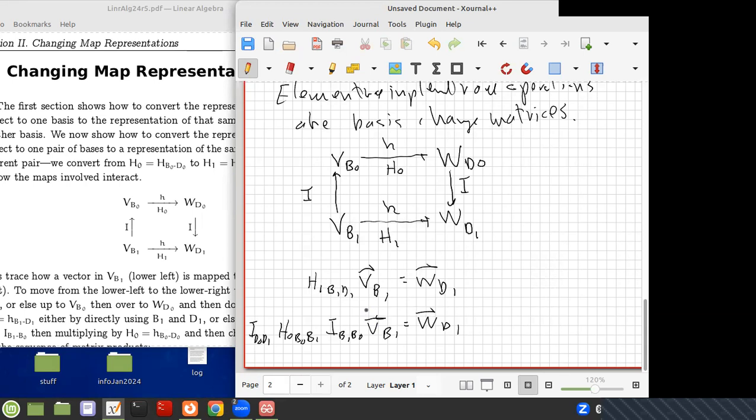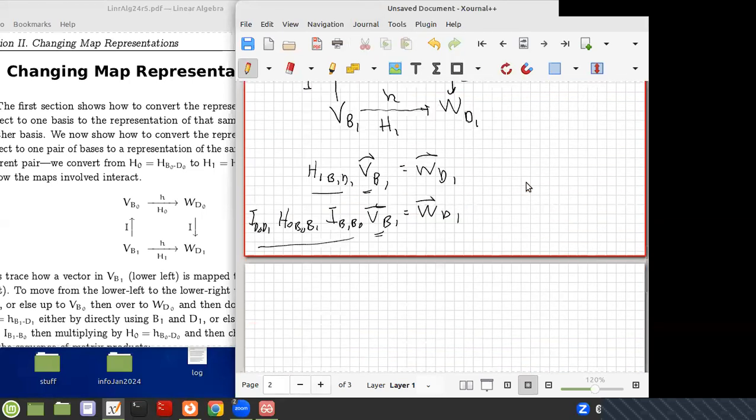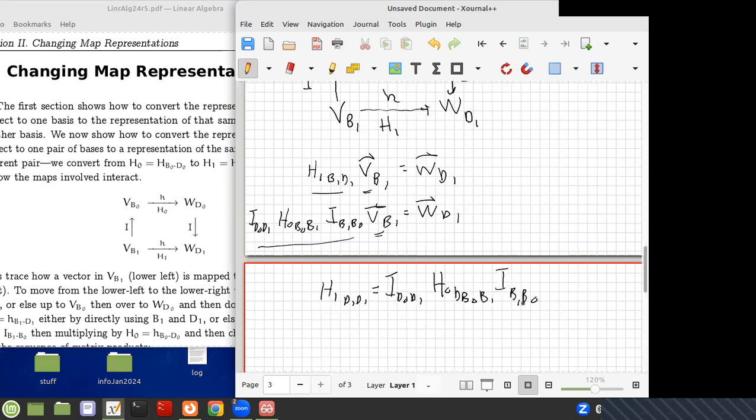Well, it turns out, because this should work for any vectors here, these two paths have to be the same. What I'm trying to explain is why H1, which goes from B1 to D1, can also be calculated by going from B1 to B0, then H0 from B0 to D0, and then I from D0 to D1. So basically I transform this matrix by acting with a basis change matrix, a representation of the identity, on either side. Okay?